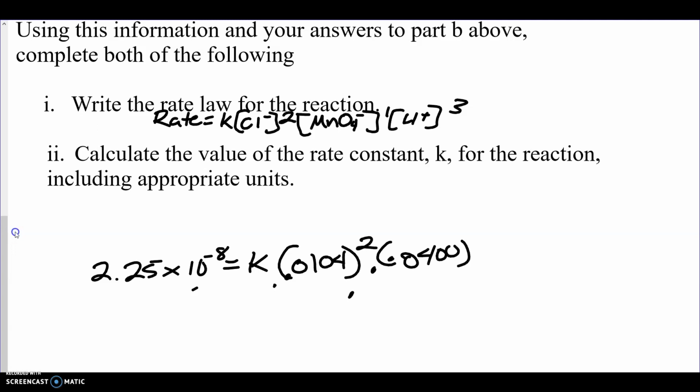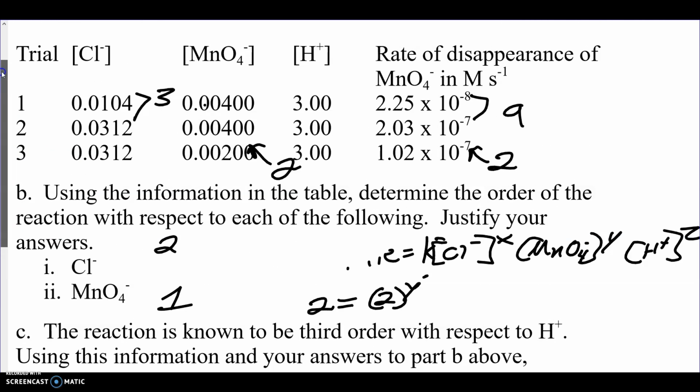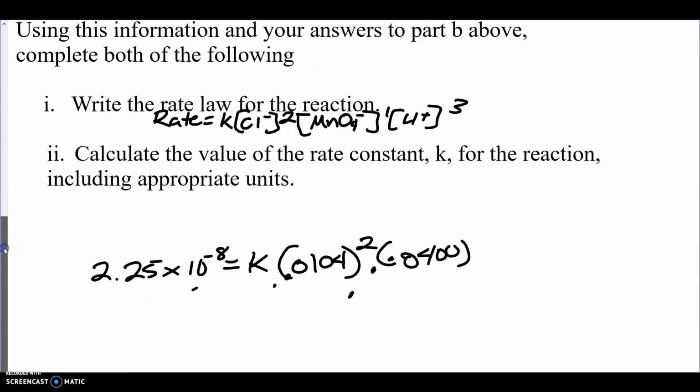I think that should be 0.0040, and I apologize, to the 1. Yeah, it's 0.00. And then the last one is 3. So let me rewrite this real quick. 0.00400 to the 1, and then this guy's to the 3, which is 3.00 to the 3.